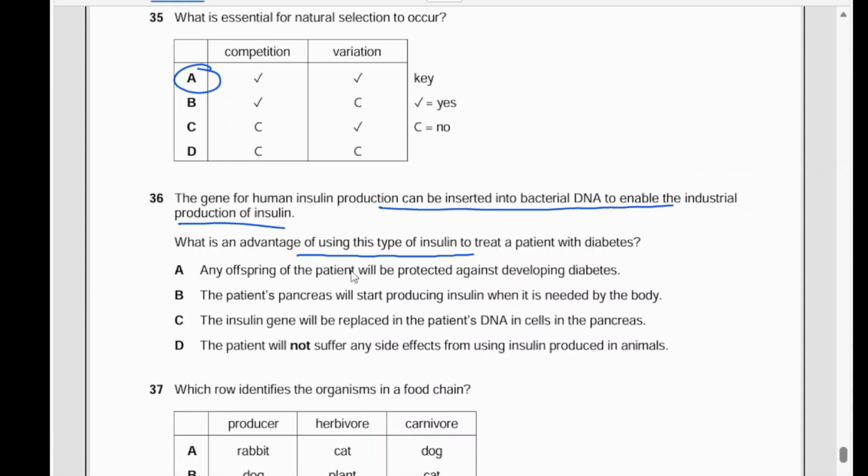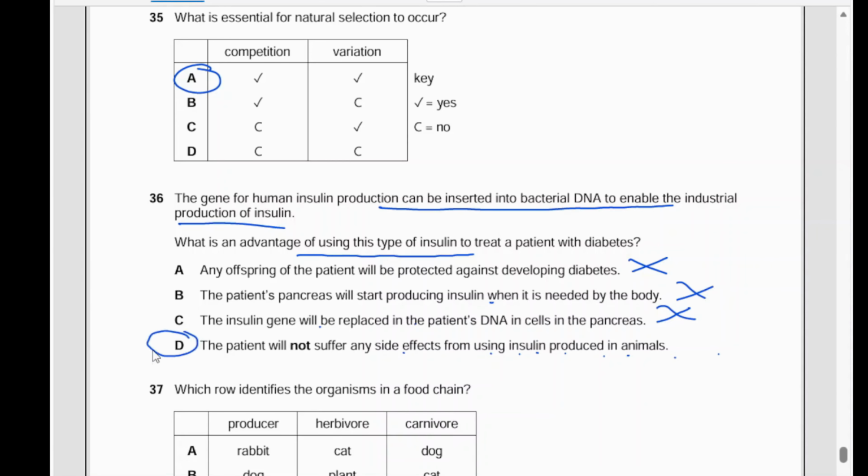Number one, any offspring of the patient will be protected. No, because it would be passive then. It won't be transferred to the offspring. The patient's pancreas will start producing insulin when it is needed by the body. No, the insulin gene would not be replaced. Genes are not replaced. The patient will not suffer any side effect from using insulin produced in animals.